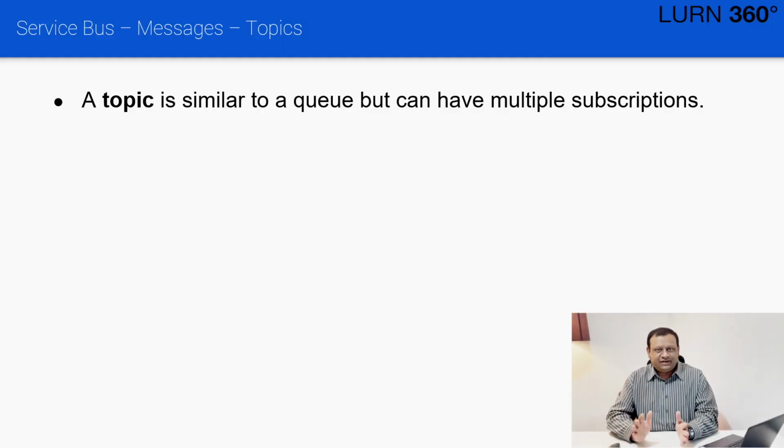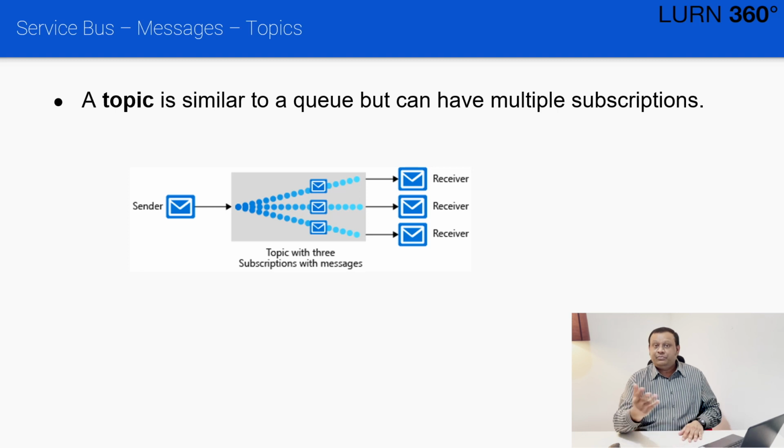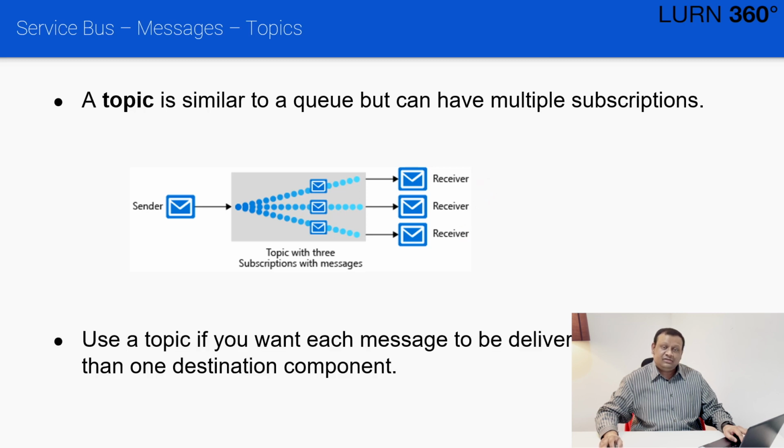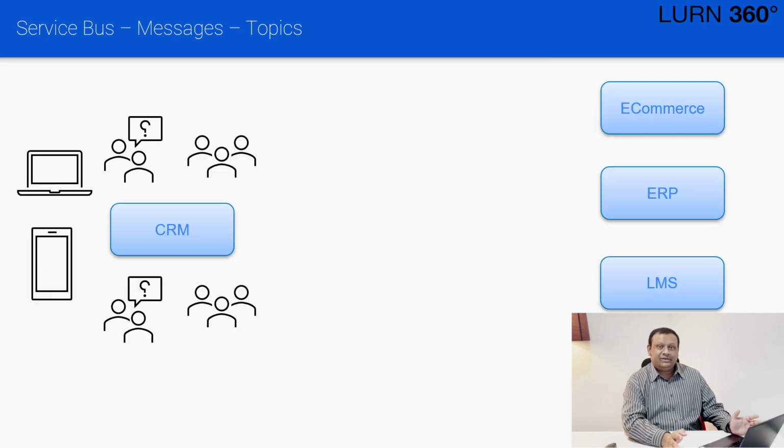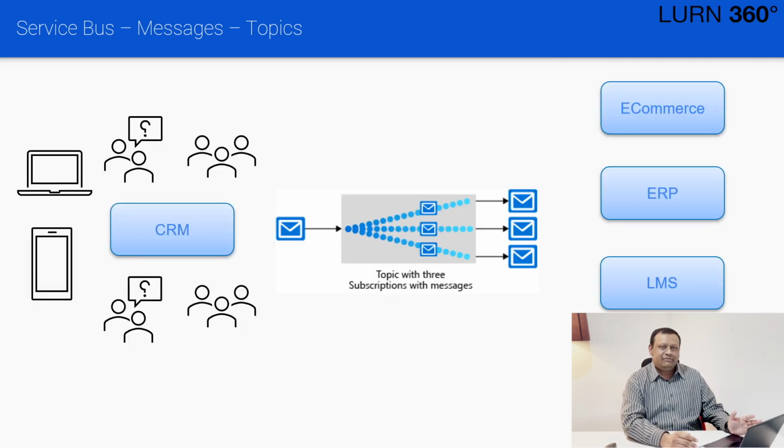So quickly, let's review again what these topics are. A topic is very similar to a queue, but it can have multiple subscriptions. That's the main difference between a topic and a queue. So here in the image, you can see there is one sender sending messages to a queue, but on the other side, instead of one, we have multiple receivers. And you use a topic instead of a queue when you want multiple subscribers, or when you want the message to be delivered to more than one system.